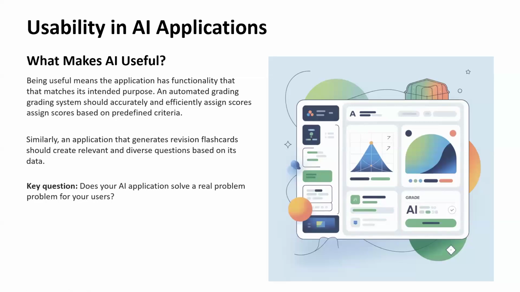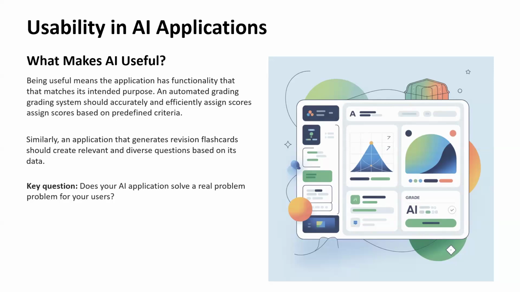So I was saying how we were discussing usability in AI applications. If an application is generating flashcards, it should create relevant and diverse questions based on the data. And a key question to pay attention to when developing the UI for an application is, does your application solve a real world problem for your users? That's a key angle to look at things. So if you're developing, you need to make sure the backend solves the entire application, right? Front end, back end, the full stack application solves the particular use case and is valuable.